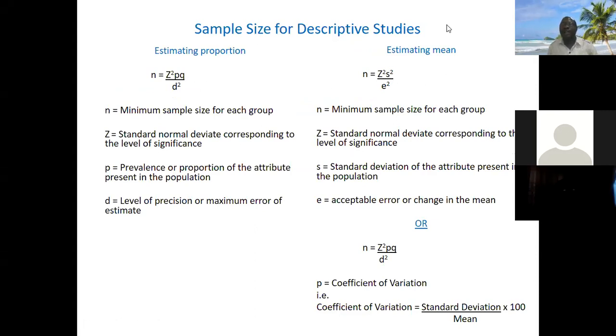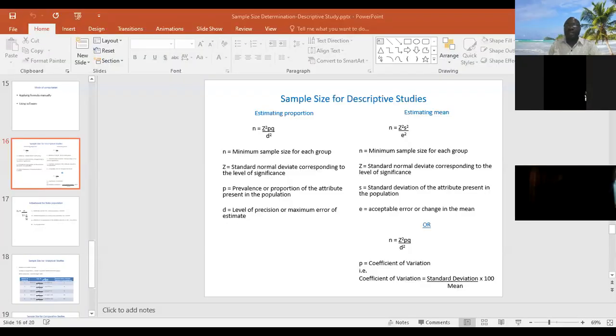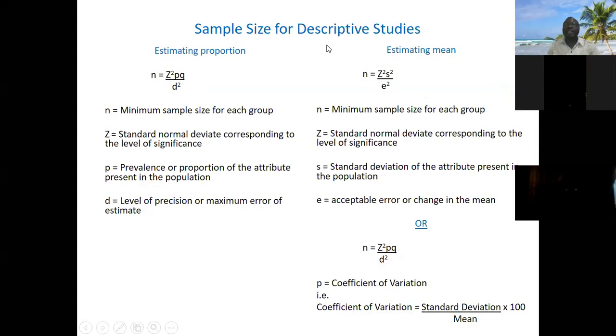So what you do, you can see that the Z is the same on both sides. On both sides, either you are estimating mean or estimating proportion, it's the same. What differs here is P, because you are dealing with prevalence here, proportion. Whether you are dealing with, you can see.